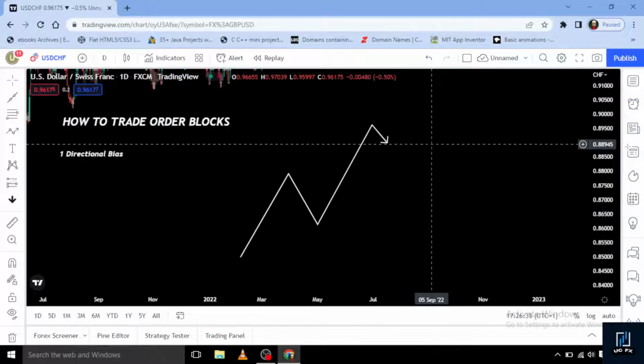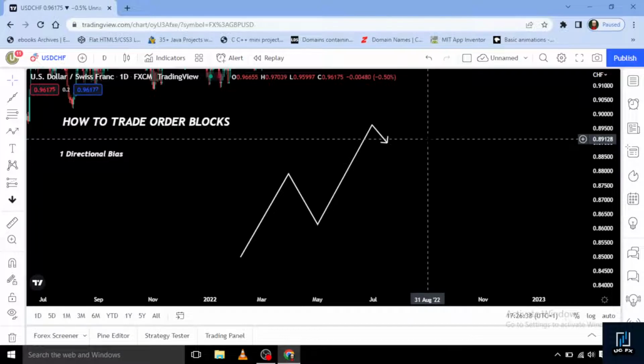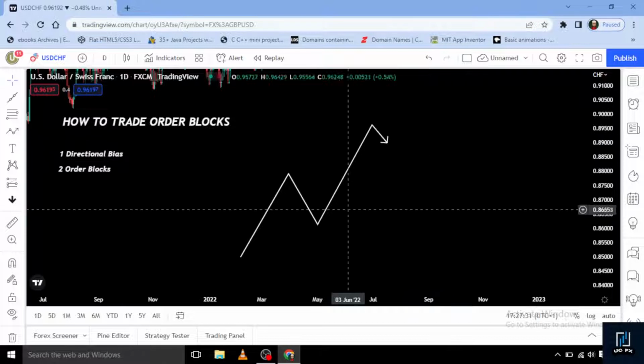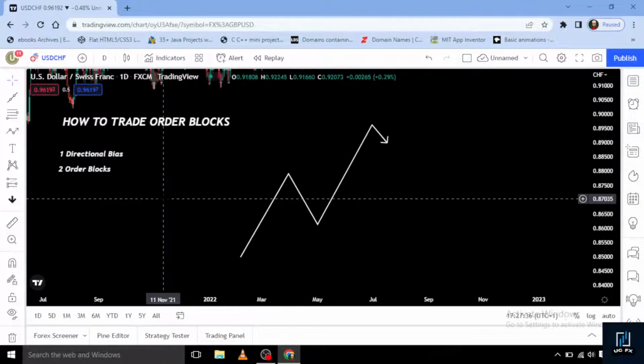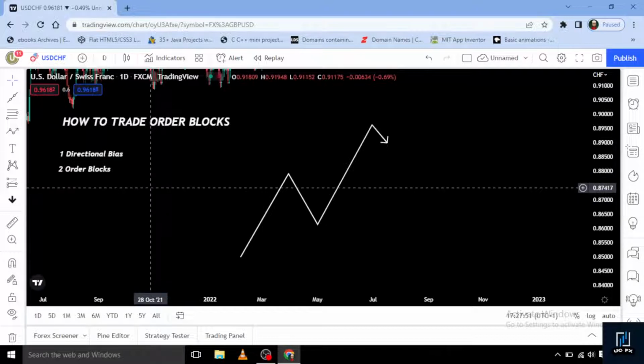This leads us to the next step, which is order blocks. You need to mark out your order blocks from especially the higher time frames, because order blocks on higher time frames are more effective. After marking that out, we go over to the next step.